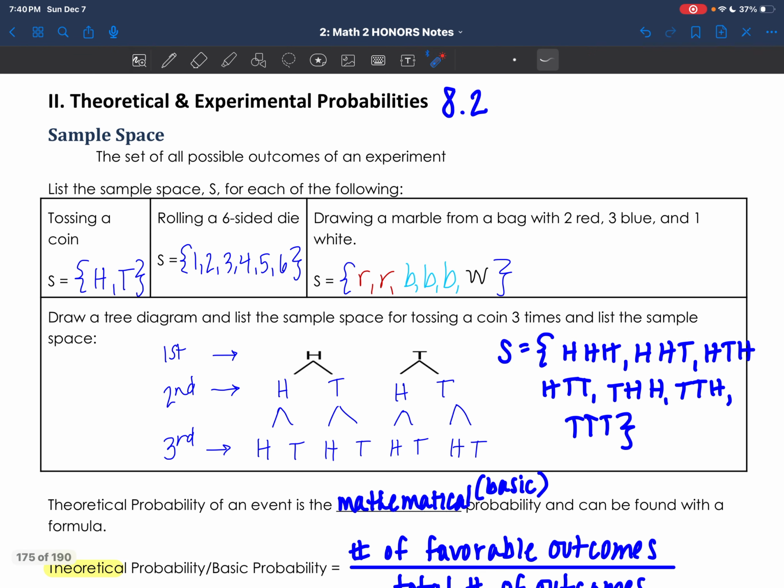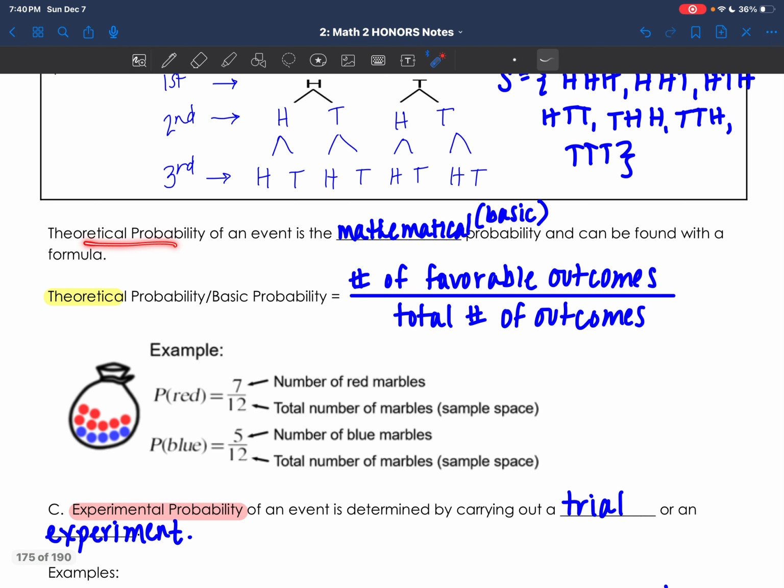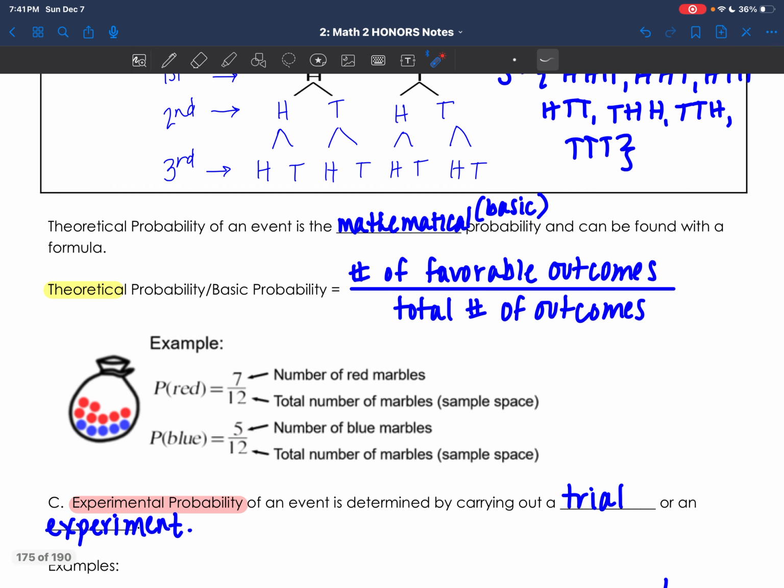All right, so now you have theoretical probability. The theoretical probability of an event is the mathematical or basic probability that can be found with a formula. It is the number of favorable outcomes, so whatever you're looking for, over the total number of outcomes. So if you were to pull a marble from this bag, the probability of picking a red is 7 out of 12 marbles. And the probability of blue would be 5 out of 12 total marbles.